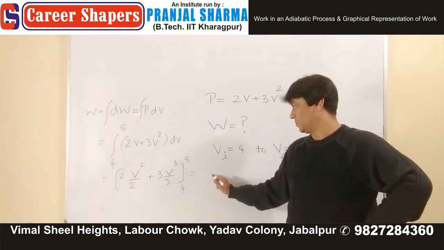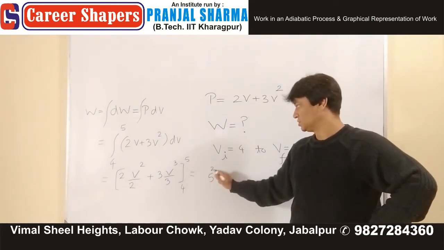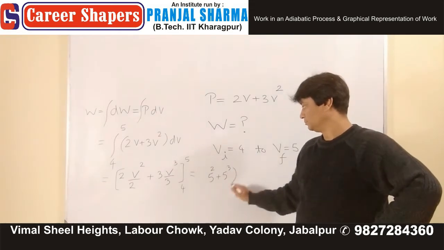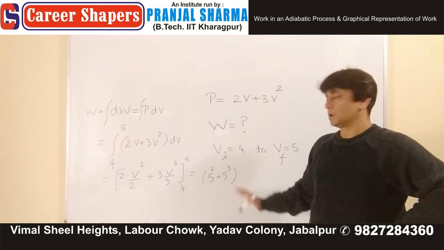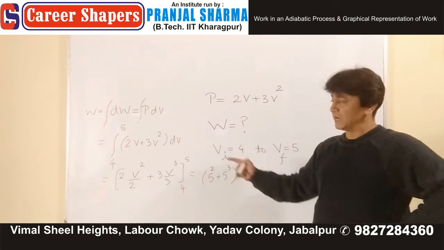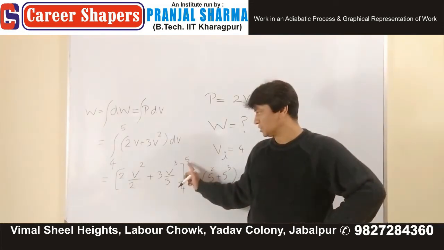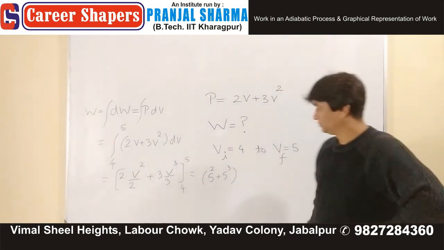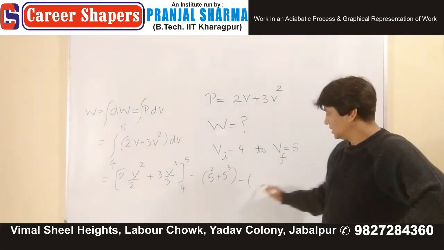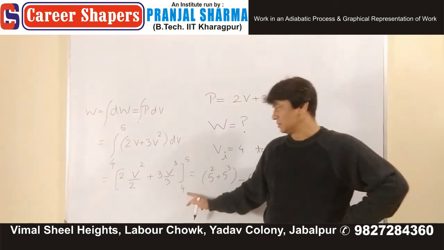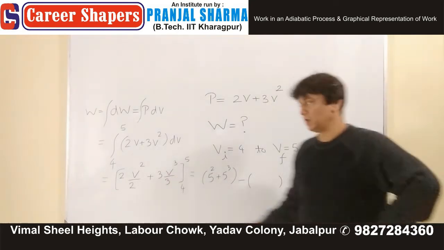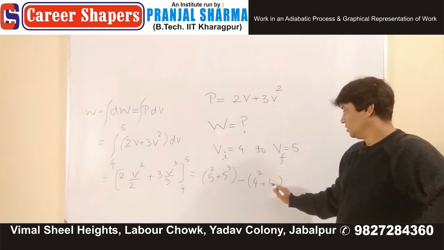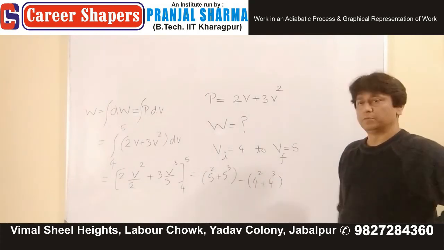The upper limit means 5 square plus 5 cube. Learn how to use limits and integration. Use this 5 with both V square as well as V cube, minus, and use the lower limit again with V square and V cube: 4 square, 4 cube.